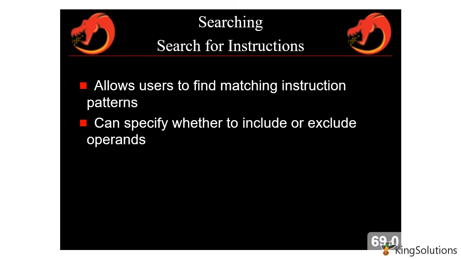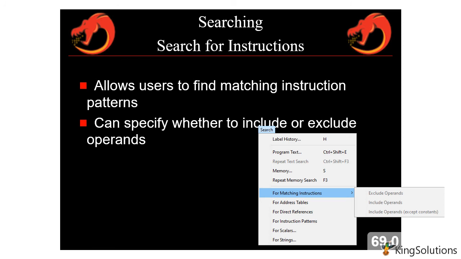Searching. Search for instructions. The Search for Instructions allows users to find matching instruction patterns. You can specify whether to include or exclude operands. To open the Search for Instructions dialog, go to Search, For Matching Instructions and select an option. There are two actions that allow you to search for instruction patterns. Both work on either the current instruction or a selection. The option indicates whether to include or exclude operands.